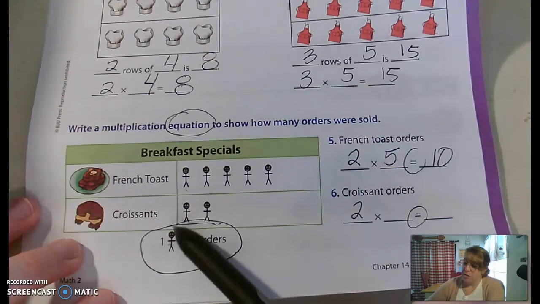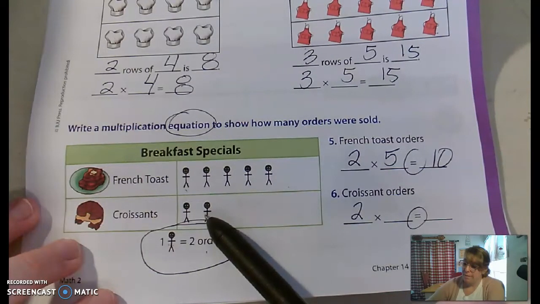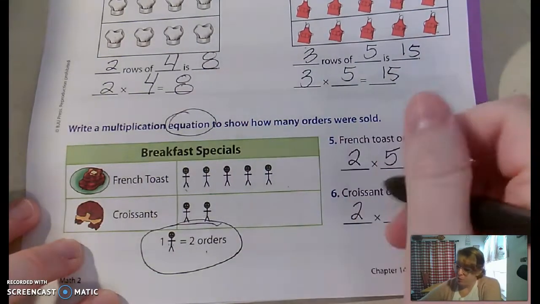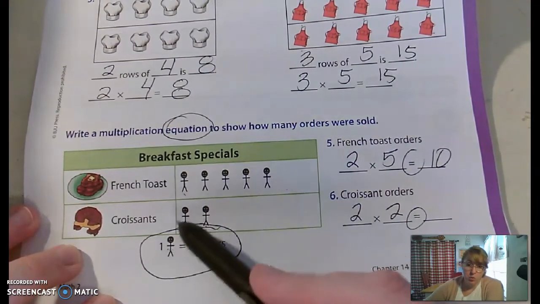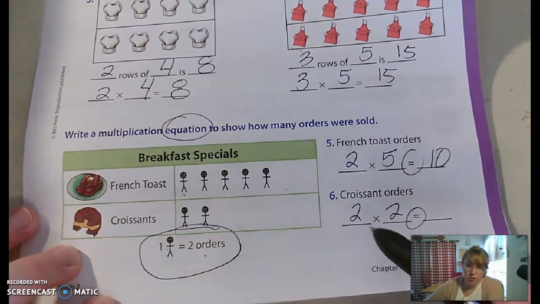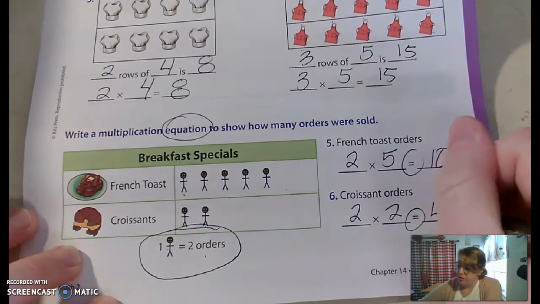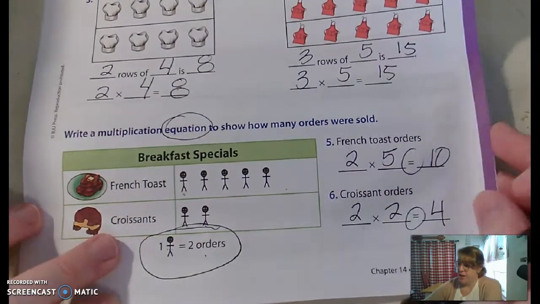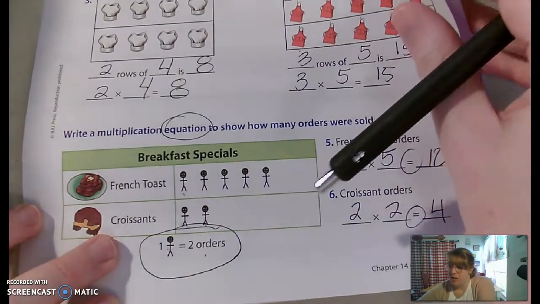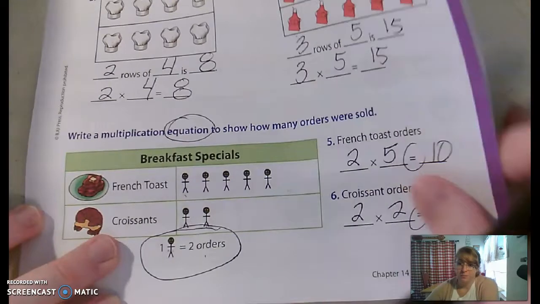Okay. 2 little people. How many people? So 2 little people, and each one of those little people stands for 2. So 1, 2, 3, 4. 2 times 2 is 4. Awesome. If you need to take a second to copy that down, you can pause the video.